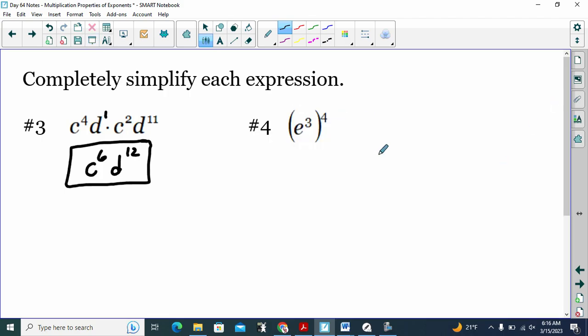Number 4 says e cubed to the 4th. Notice here I have a power that I'm raising to another power. E to the 3rd to the 4th.